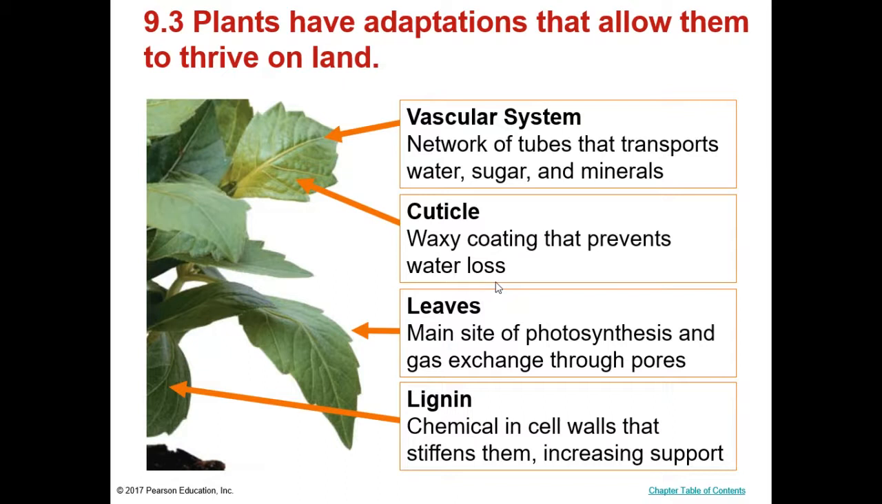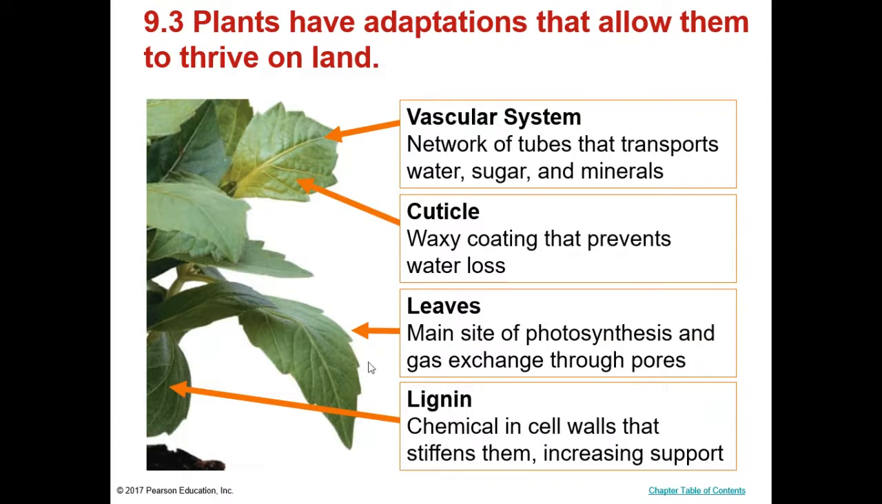Now, these are other structures of plants. For the most part, they have a vascular system, unless you're talking about ferns, which I'll get into in a little bit. Vascular systems are made up of xylem and phloem tissue, which are meant to transport water and nutrients. Cuticles are waxy coatings that help plants prevent excessive water loss.